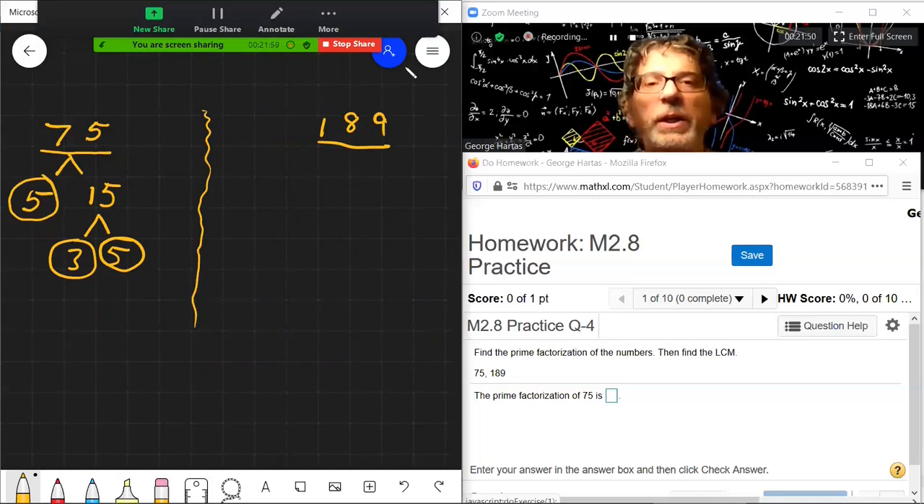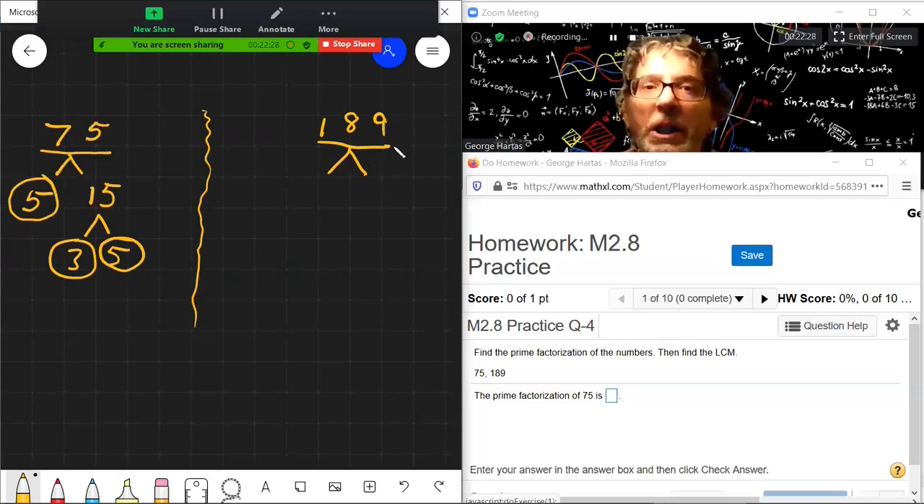We're going to do the same thing here. What times what is 189? I have no idea, but I'm going to use the divisibility rules to help me. 1 plus 8 is 9. 9 plus 9 is 18. 3 goes into 18. And also 9 goes into 18. Because remember, for the rules of divisibility, the 3 and the 9 have the same rule. Add the digits. And if the sum of the digits is divisible by 3 or 9, then the original number is divisible by 3 or 9.